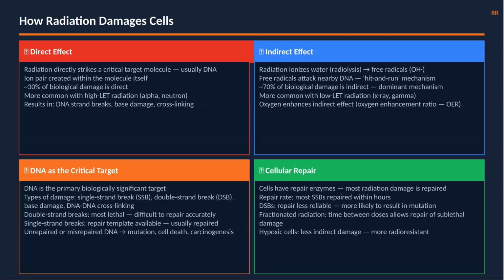Cells do repair radiation damage. Most sublethal damage is repaired. This is the rationale for fractionated radiotherapy. Unrepaired or misrepaired DNA leads to mutation, cell death, or malignant transformation.